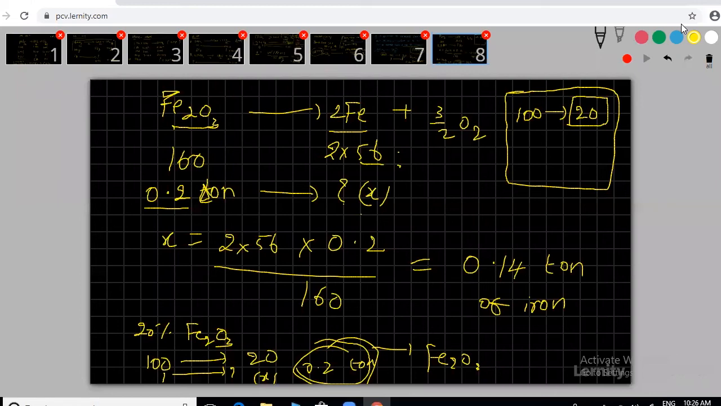Someone is asking why 2 into 56. Look, 1 iron is 56. Then how many irons are there here? 2. Got it?